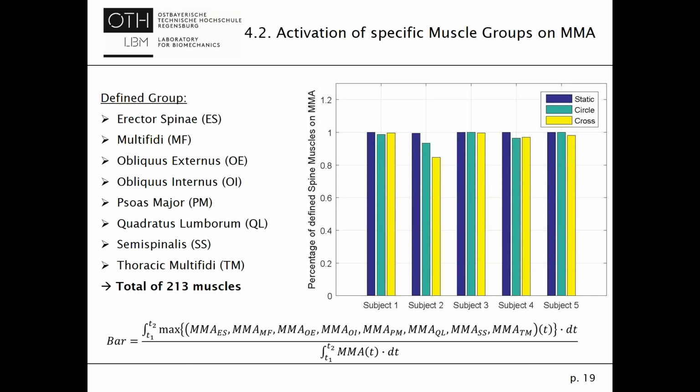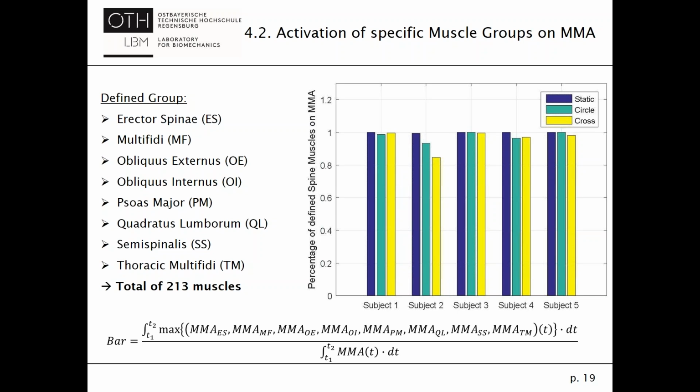We investigated also the activation of a defined muscle group, and this muscle group consists of the erector spinae, the multifidi, the obliquus externus, the obliquus internus, the psoas major, the quadratus lumborum, the semispinalis, and the thoracic multifidi. This forms a total of 213 muscles. The exact location of those muscles can be seen on the following slide.